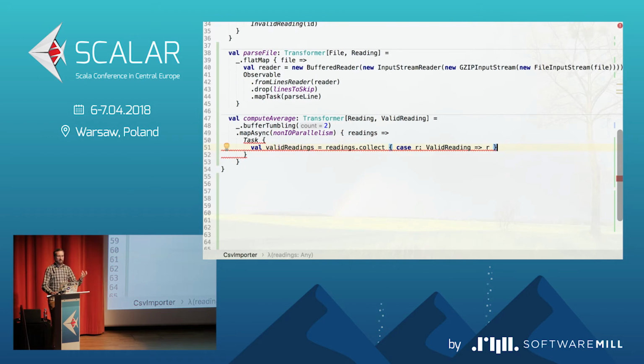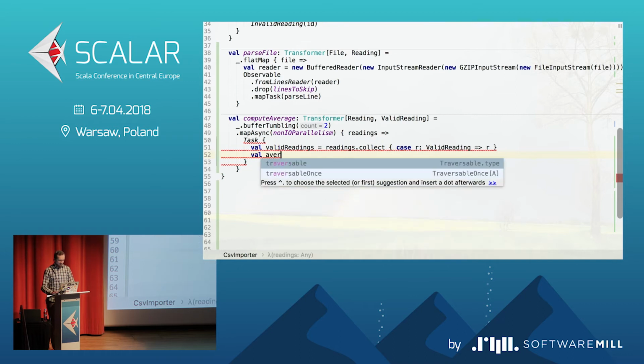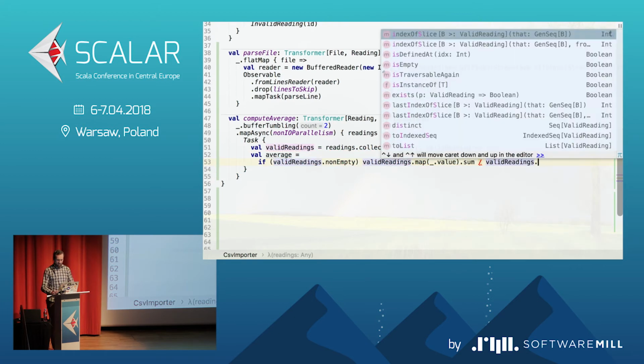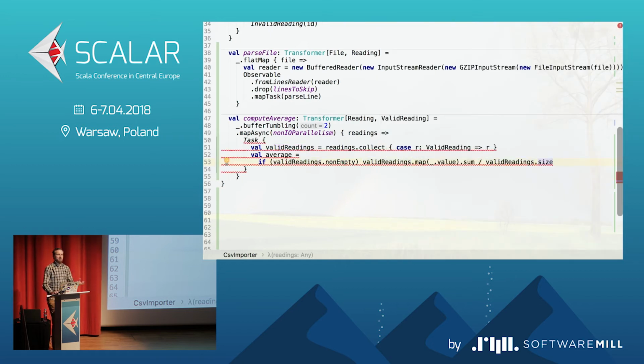And now, having the valid readings, we're going to apply some dummy way of computing the average. It may not be the most efficient one, but it's sufficient for our needs. So to compute the average, we basically check if the valid readings are not empty. If they are not, we extract the values. As you remember, the valid reading representation has a value. Then we take the sum, and then we just divide by the size of the valid readings. So we don't have any specific case for the situation when there is a single valid reading. We just do it in a generic way. And if none of the readings are valid, we just return a dummy value of -1.